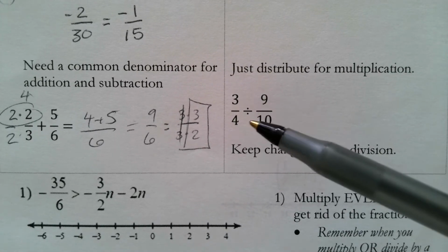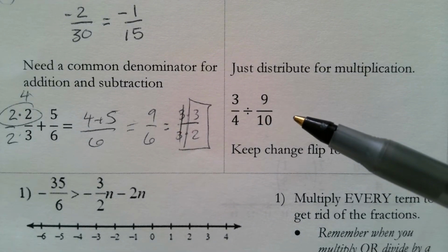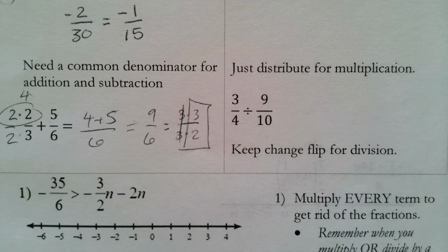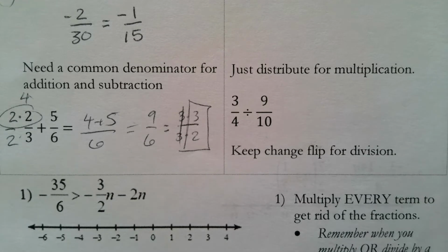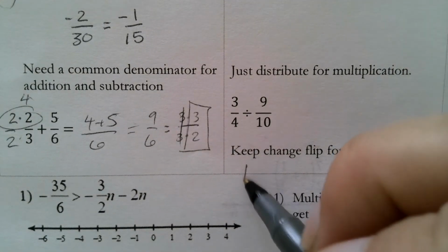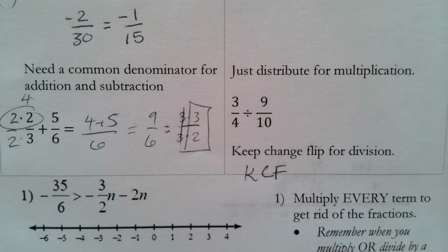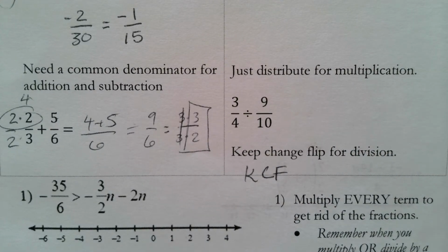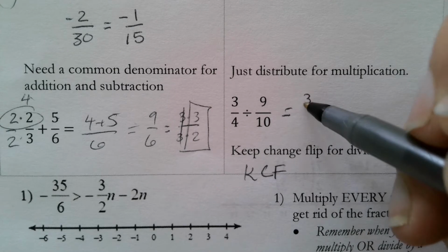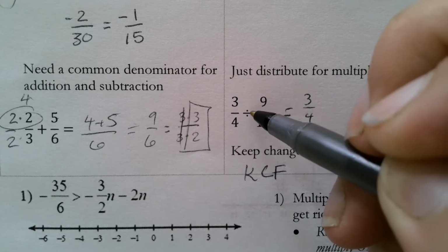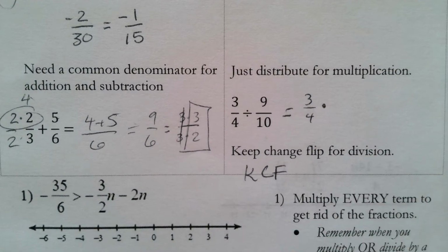Now we're doing division. So we're going to want to do the keep, change, flip. Some people call it the KCF, not the KFC, but the KCF. Keep, change, flip. You keep the first fraction. You change from division to multiplication.